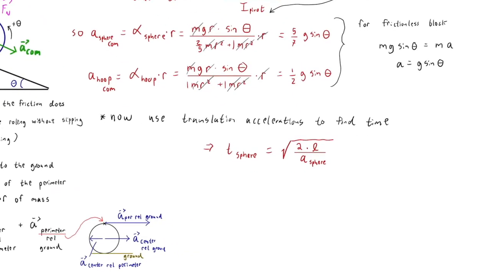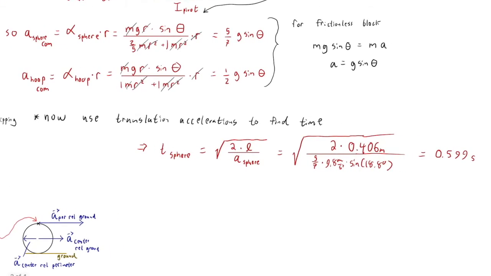That's simply going to be the square root of 2 times L over A. This just comes straight from one of the kinematic equations, right? If you don't remember which one, check it out. I bet you can figure it out fairly easily. All right, so plug in numbers, and there we find the time for the sphere to reach the bottom of the ramp of this particular length, 40.6 centimeters, at this particular angle is just over half a second, 0.599 seconds.